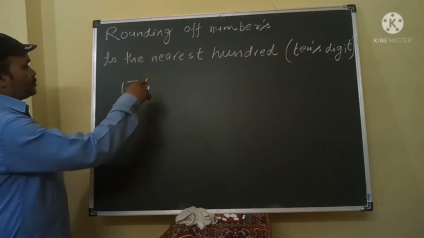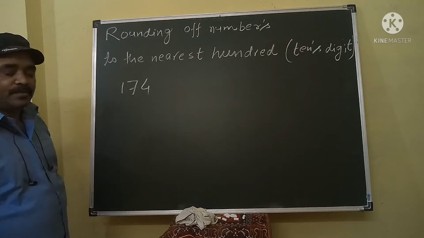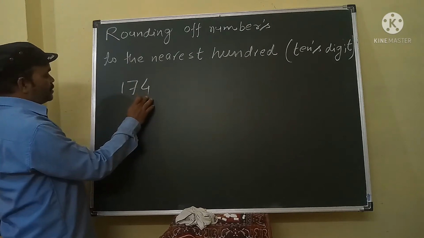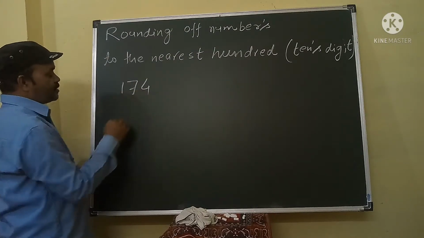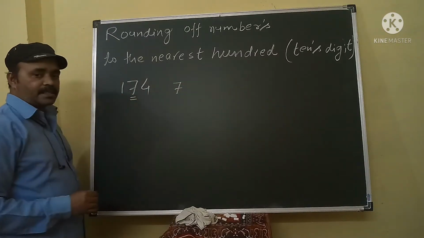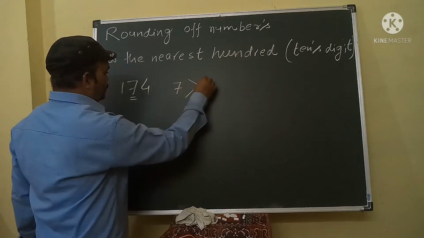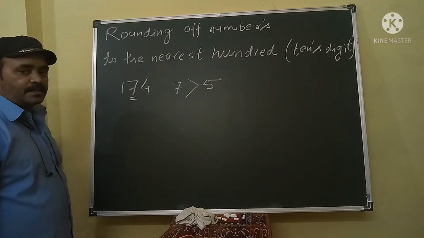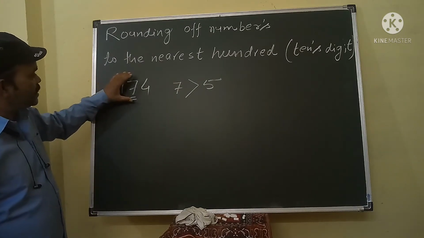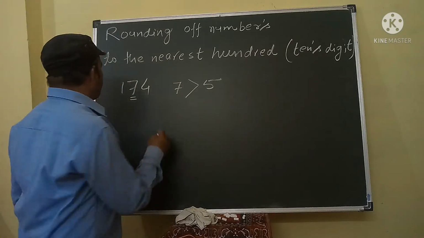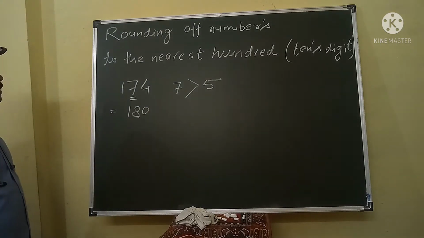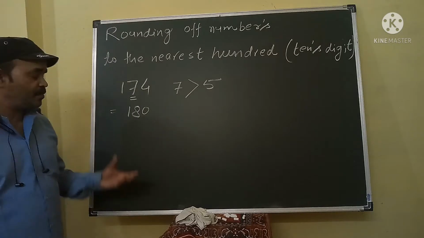In this question you will find the tens digit value. This is ones, tens, hundreds. In 174, the tens digit value is 7, and 7 is more than 5. Therefore, rounding of 174 will be 180.